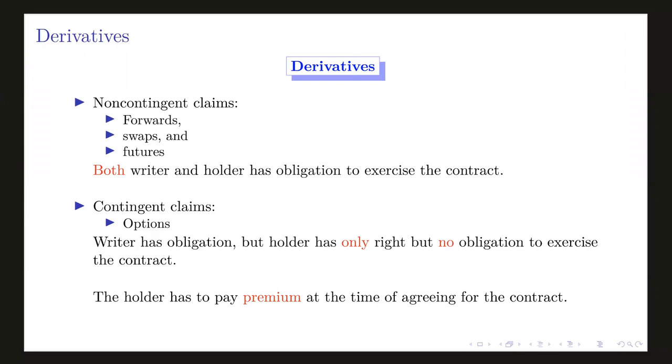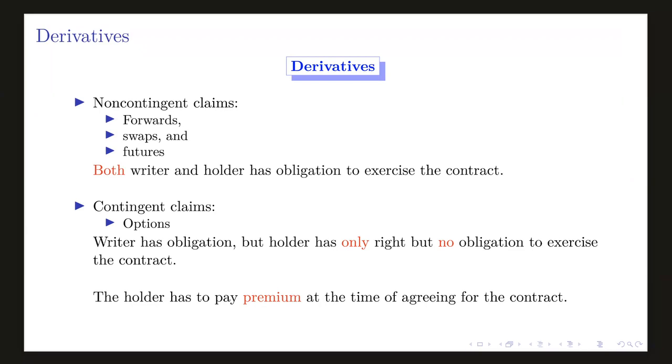That is, they will pay some token amount as a price for the contract to the writer and then take the contract. With this, they enjoy the right but no obligation. At the expiration date, if the contract is not in favor of the holder, they will simply tear the contract, throw it off and walk out. So that is what is called the contingent claim.